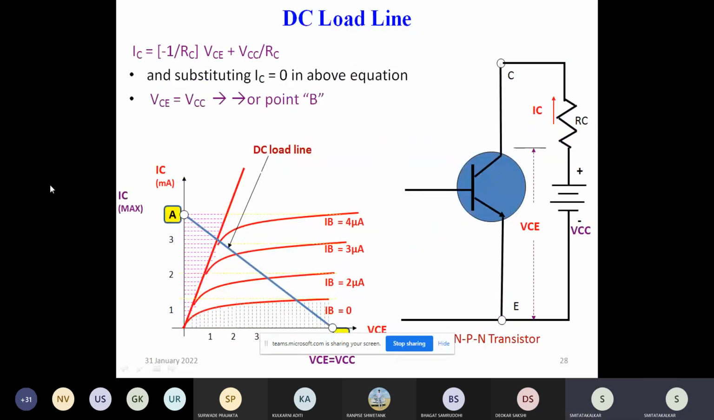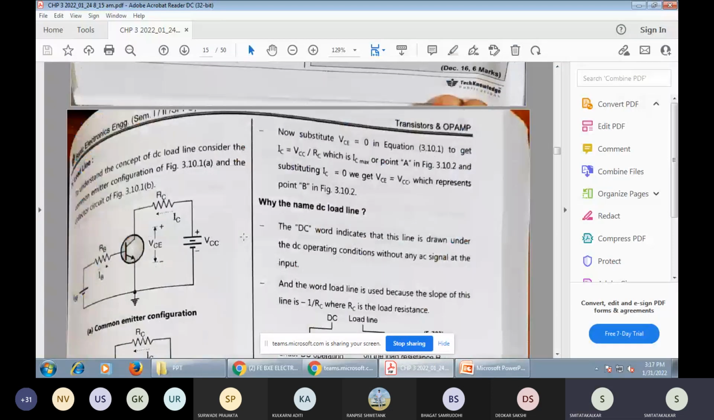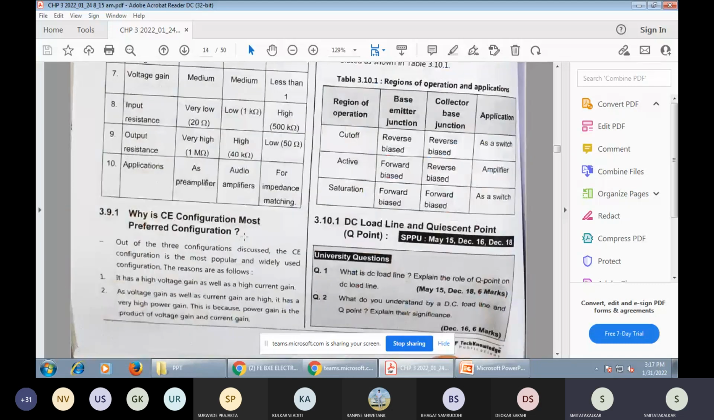You can see here the DC load line. In the DC load line, you can see the red marks in the characteristics. These characteristics are already covered for the CE amplifier or the CE configuration. But how to draw this line? It is drawn using a straight line equation mathematically. What is the equation of a straight line? The straight line is y equals mx plus c. You can see the configuration, the DC load line, or the quiescent point.